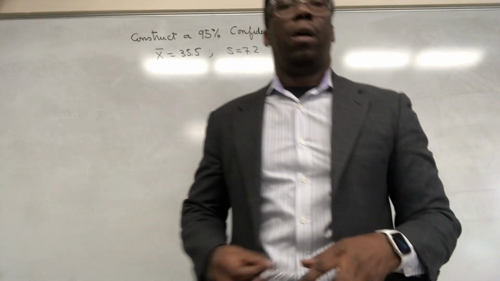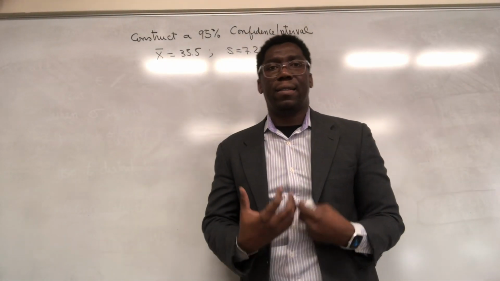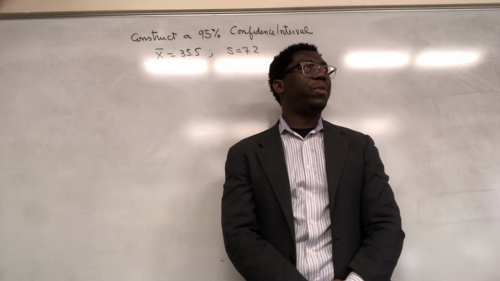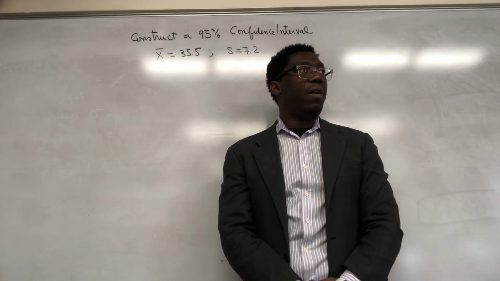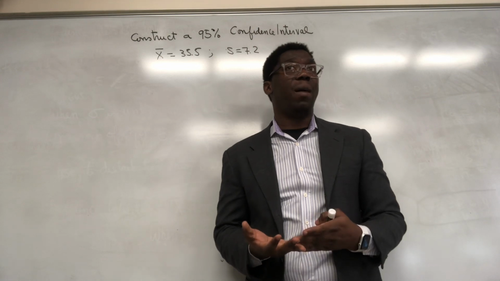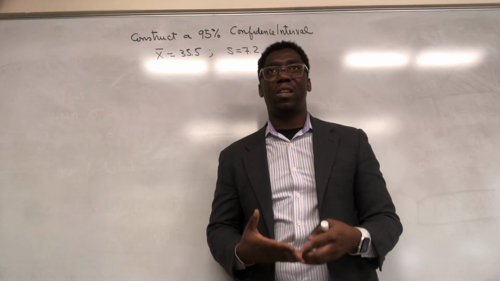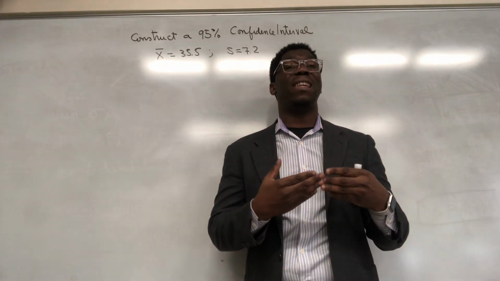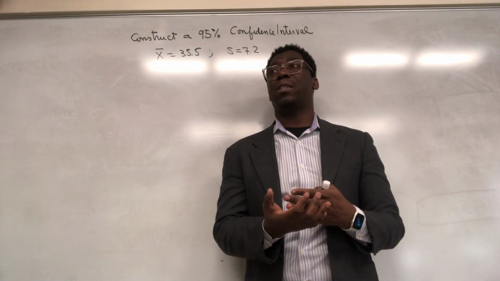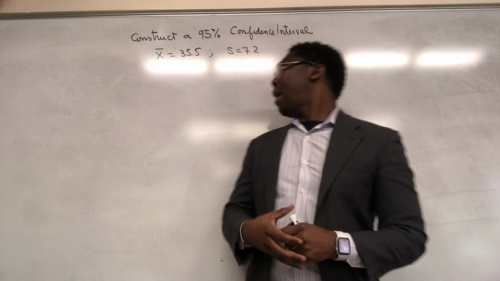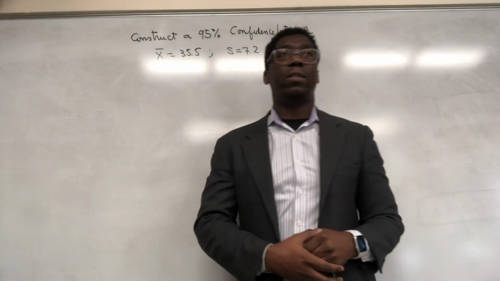In this exercise, they ask us to construct a 95% confidence interval. The information given in this problem is the mean of the sample and the standard deviation of the sample. You should be able to identify when you have the sample mean or when you have the population mean. Now, I have one more piece of information I don't see here.